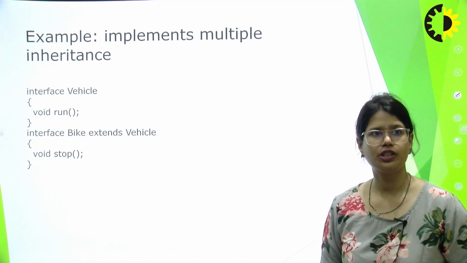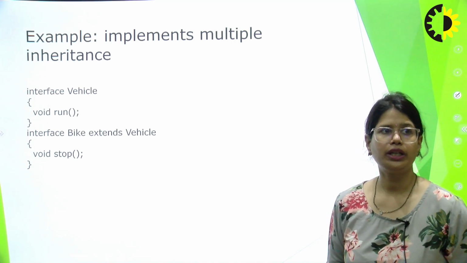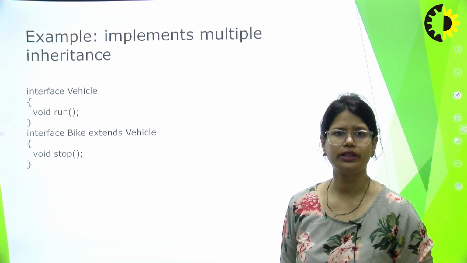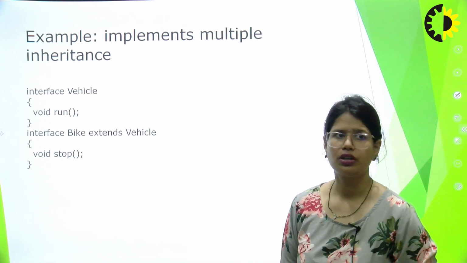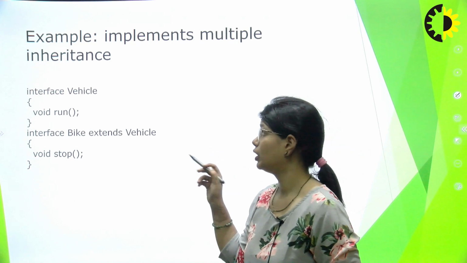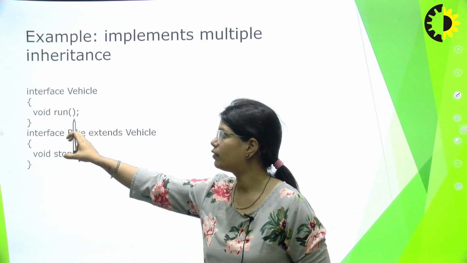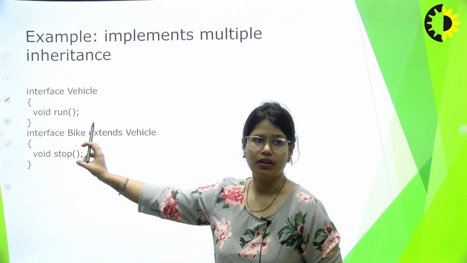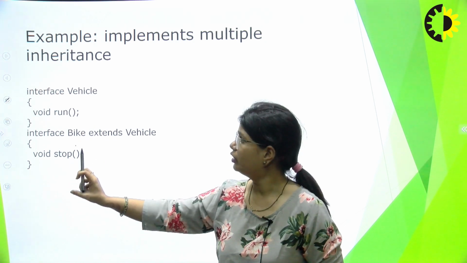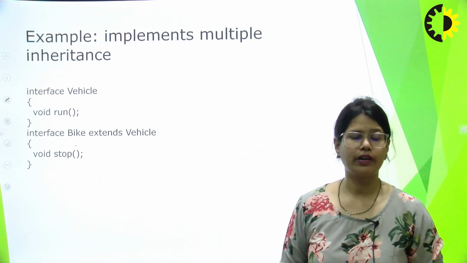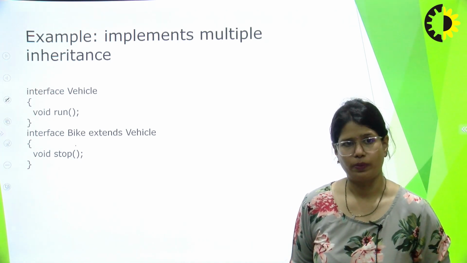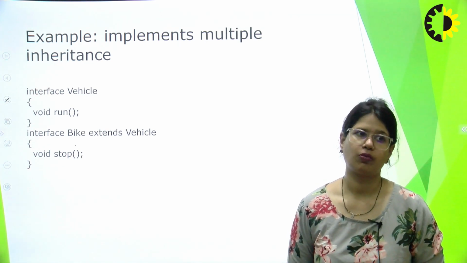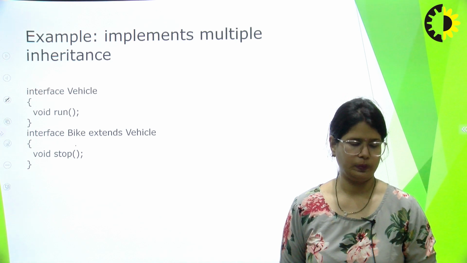Now how can we achieve multiple inheritance? In the starting I took the example of the vehicle package. Interface Vehicle is there with the method run, then interface Bike is there which is extending Vehicle with the method stop. Vehicle has method void run, whereas Bike has void stop. We have two methods. Bike will now have both methods, so Bike can run and also stop.